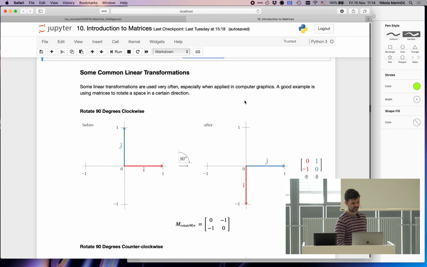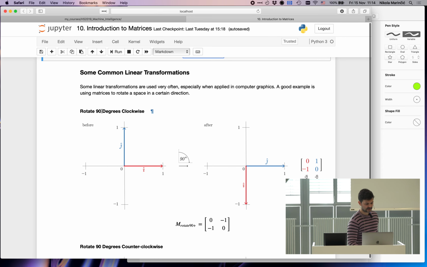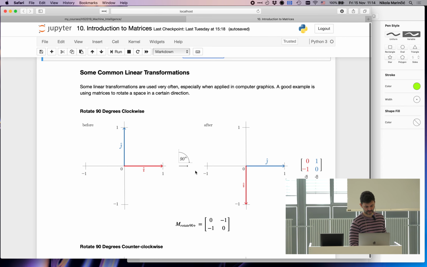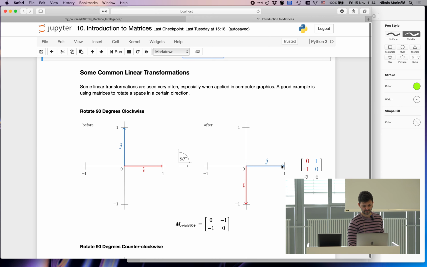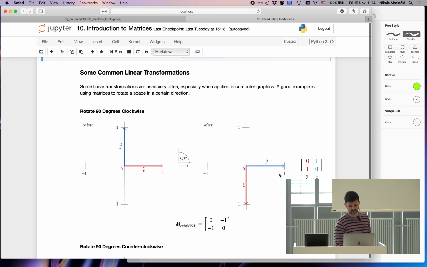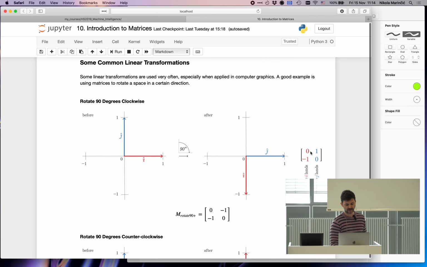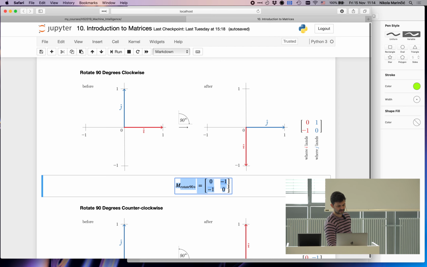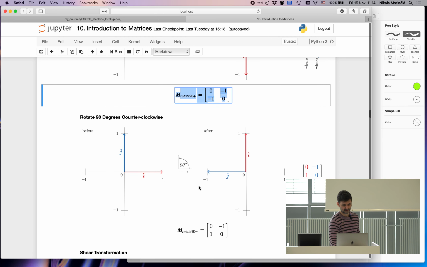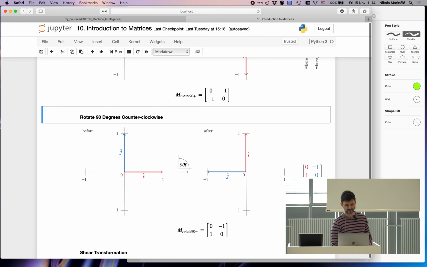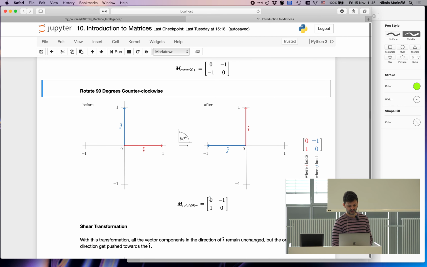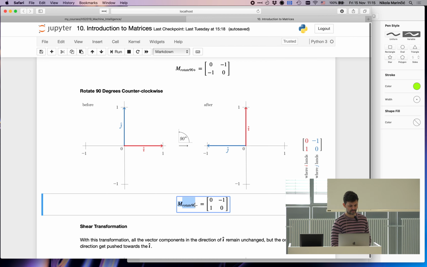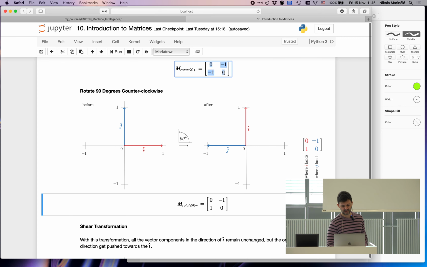And now let me show you some common transformations. For example, if I want to rotate the space 90 degrees clockwise in this direction, you see what I do. I just put i 90 degrees here, j 90 degrees here, and I capture the coordinates of i, which is 0, -1, and the coordinates of j, which is 1, 0, put them here, and now I have a matrix which does the rotation, 90 degrees clockwise. Then I find another transformation, 90 degrees counterclockwise, and I get 4 other numbers, and I just call them M rotate 90 minus.